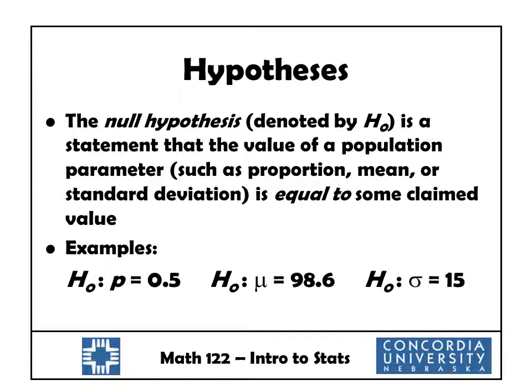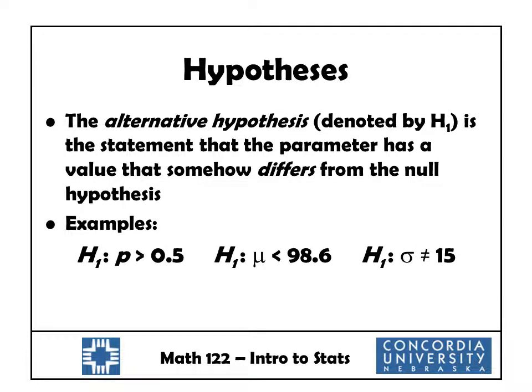Another null hypothesis could be the statement that mu, a population mean, equals 98.6. A third null hypothesis could be the statement that sigma, a population standard deviation, equals 15. Now notice what these all have in common is that they all have an equal sign. It's all of the form parameter equals some number. A null hypothesis will always have an equal sign, like these three examples.